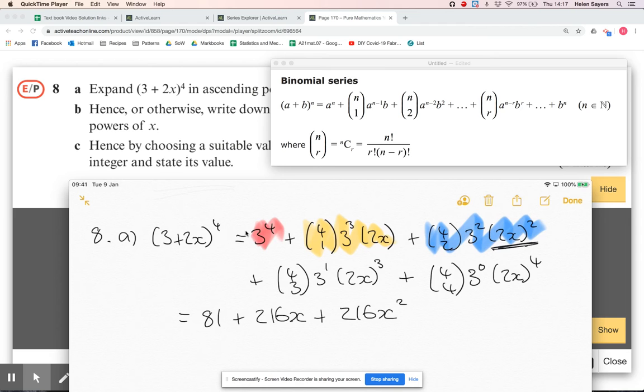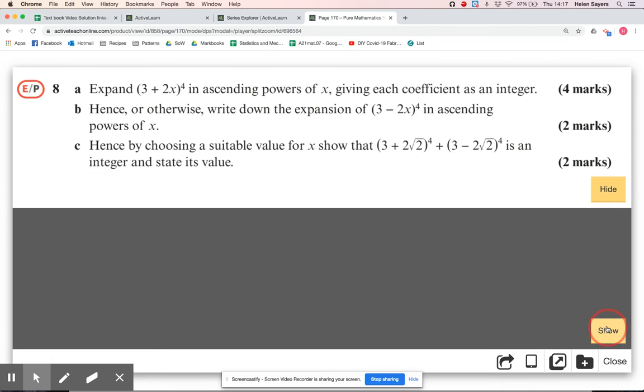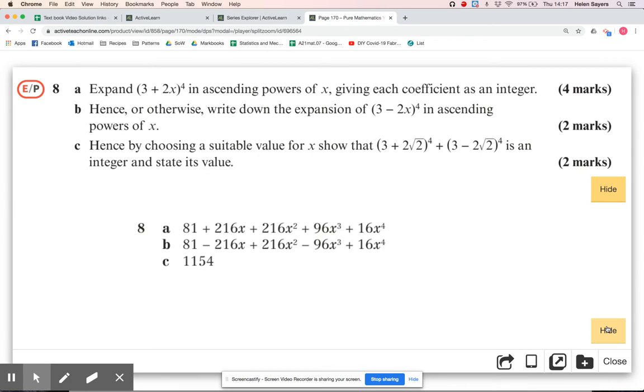Now I'm looking down at my cubed term. So I have 4 choose 3. That's just going to be 4 times 3 to the power of 1, times 2 cubed. So I get that as 96. And then my last term, the power of 4 term: 4 choose 4, which is 1, 3 to the power of 0 is 1, so it's just 2 to the power of 4. I'm going to check that, just in case I can't talk and type at the same time. So 81, 216, 216, 96, 16.